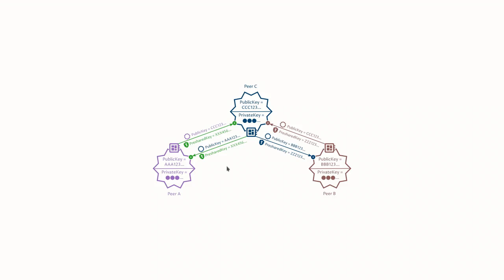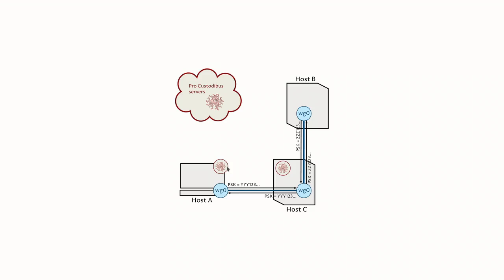So, how does this work with Pro Custodibus? Well, in this diagram we've got a similar setup as the previous diagram, with host C here connected over WireGuard to host A, both using the same pre-shared key of YYY123 blah blah blah. And what we can do with Pro Custodibus is to periodically, like once an hour, once a day, once a week, rotate the pre-shared key on just one side of the connection, which will break the WireGuard tunnel.